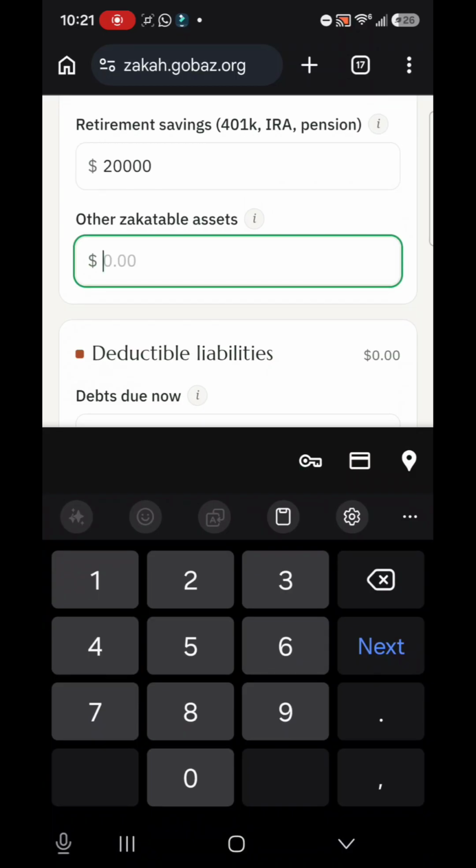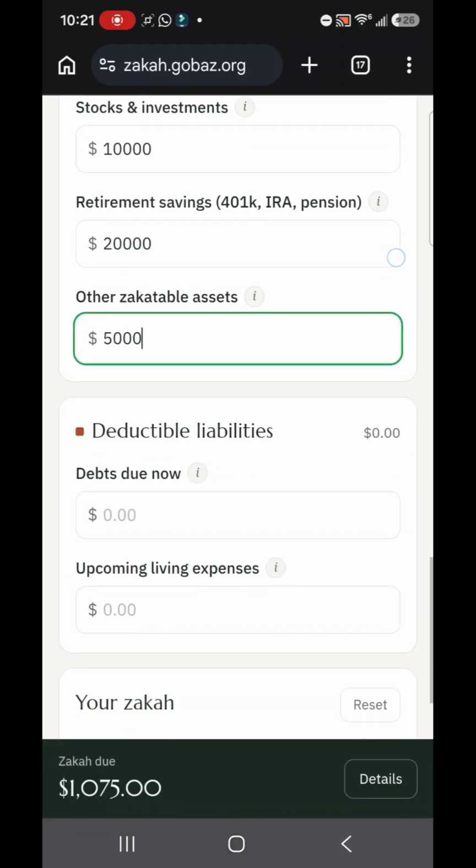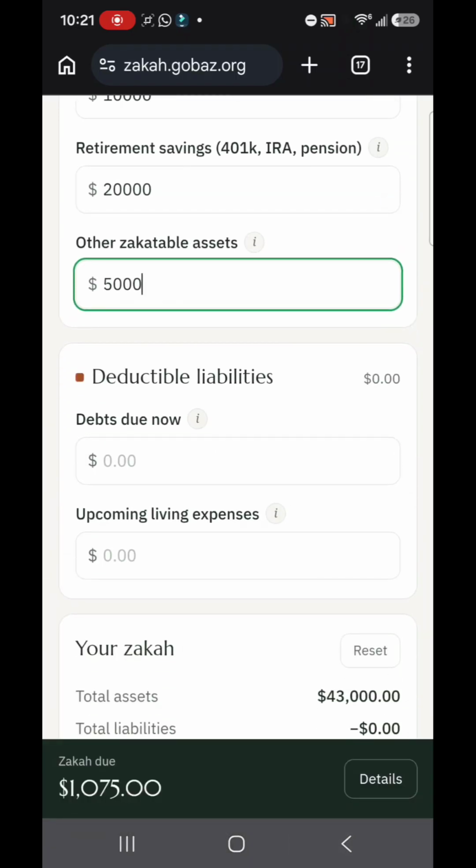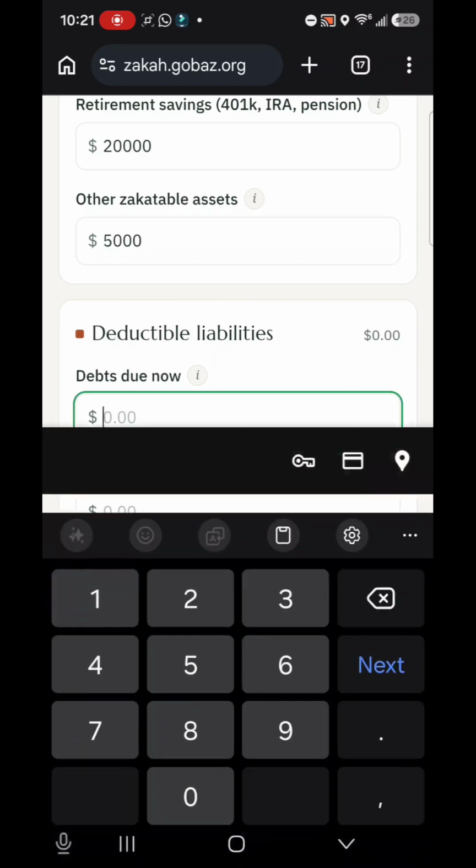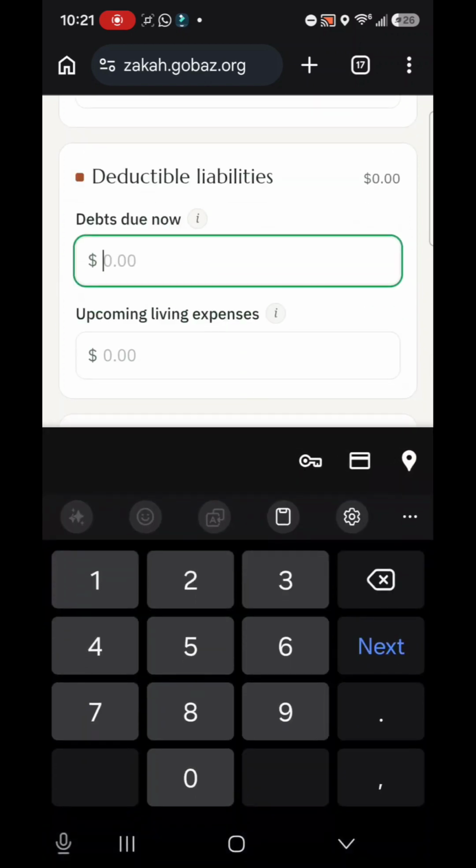But if you do have cryptocurrency, Ethereum or Bitcoin or whatever, then put it here, to be on the safe side. So let's say you have 5,000 in cryptocurrency. Even though I would advise to stay away from it, let's say you have this amount of money. Now let's deduct the liabilities.